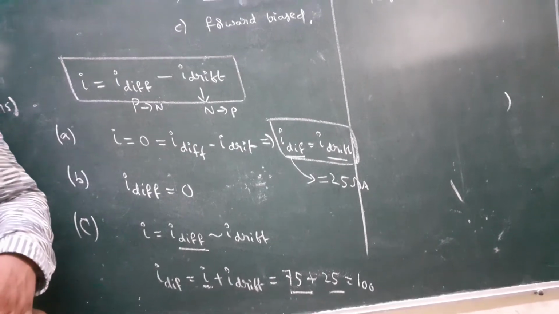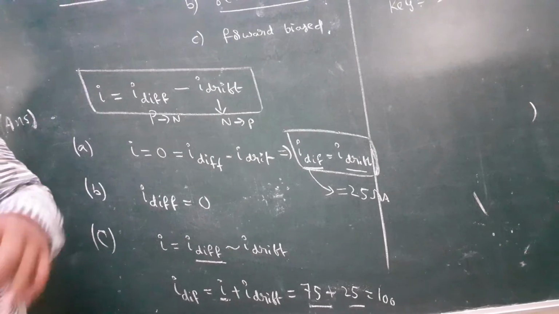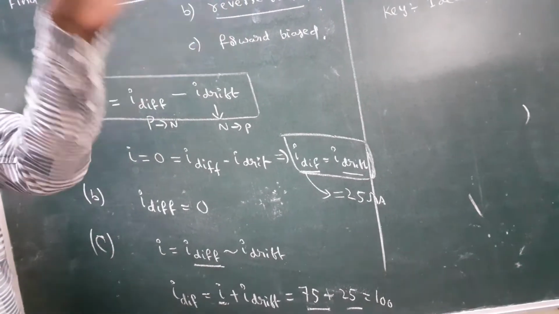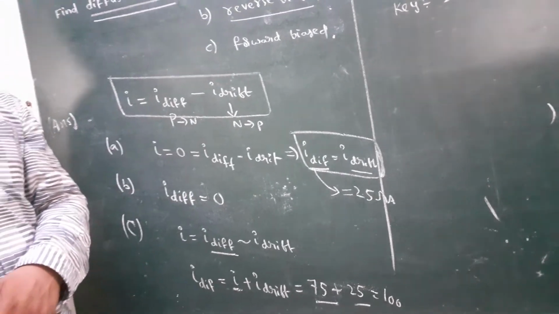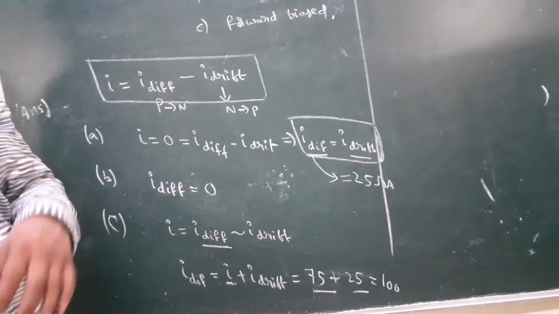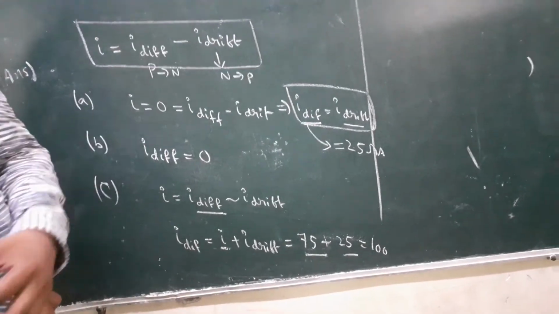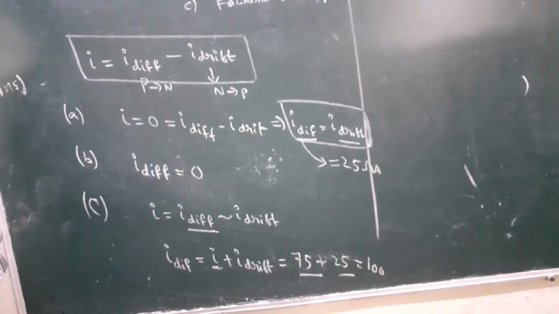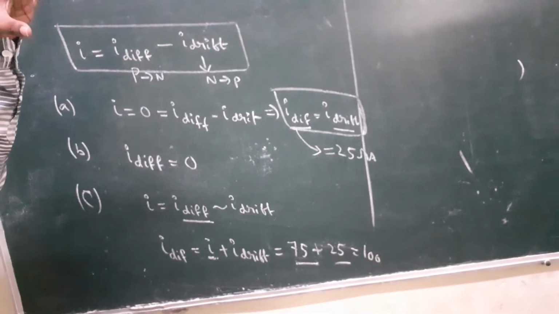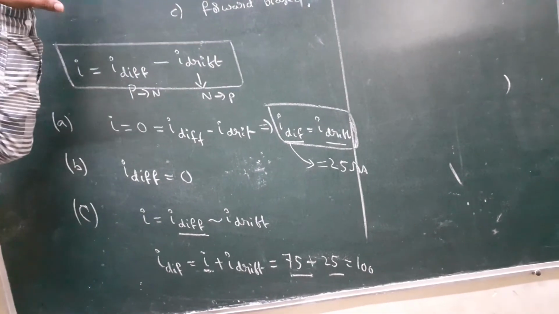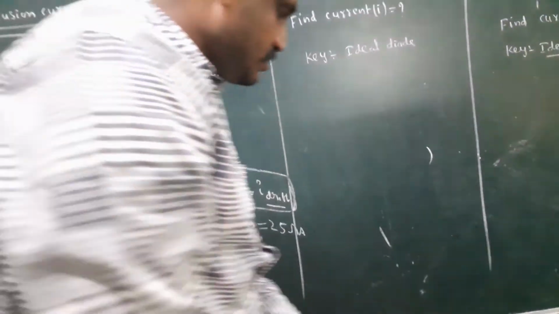In reverse bias the current is due to only minority charge carriers, so reverse bias current is always called drift current, but forward bias current is generally called diffusion current. Sometimes the net current equals diffusion current minus drift current in forward bias. Keep these points in mind to solve this problem. This is an IIT model, so solve in this pattern. Okay, next I will discuss a very easy problem.